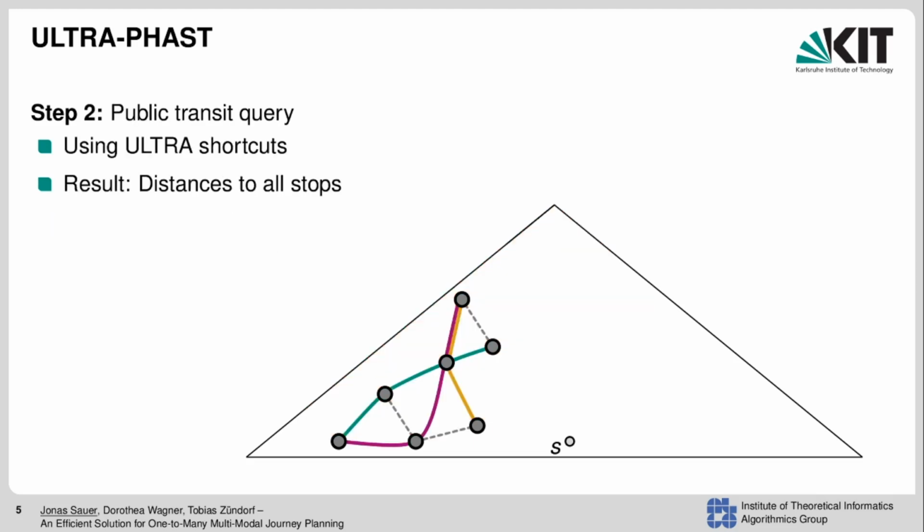The second step is to perform a public transit query. We do this as we would in Ultra, using our Ultra shortcuts, and we obtain distances to all stops in the network. So we can disregard the public transit network for now and imagine that we simply have inserted dummy edges to each stop in the network labeled with the correct distance.